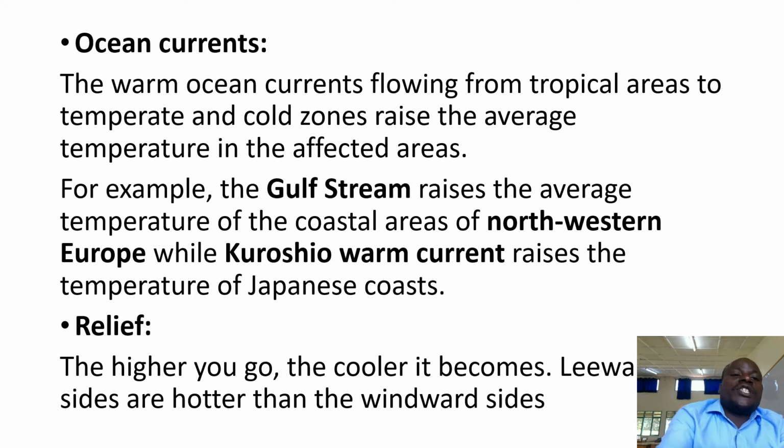Then we have ocean currents. Definitely we have ocean currents of two types according to their temperature. We have warm ocean currents and cold ocean currents, and definitely areas served by cold ocean currents are always hotter, even deserts, compared to areas affected by or served by warm ocean currents.